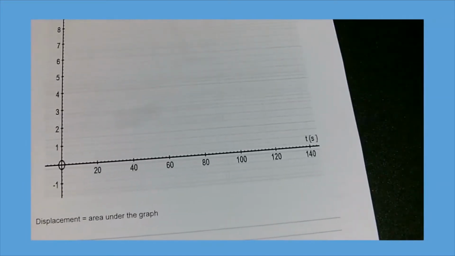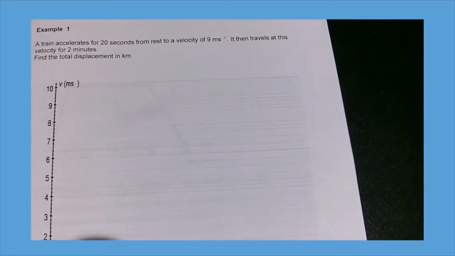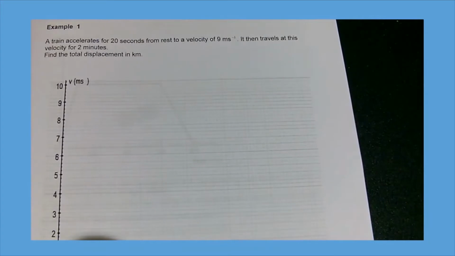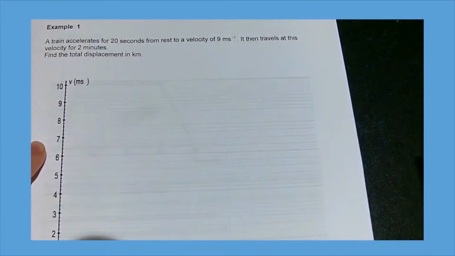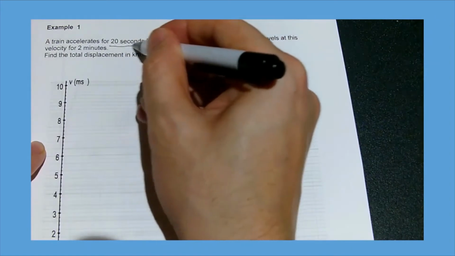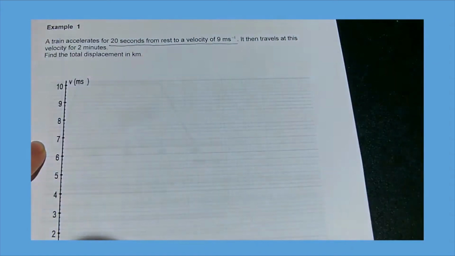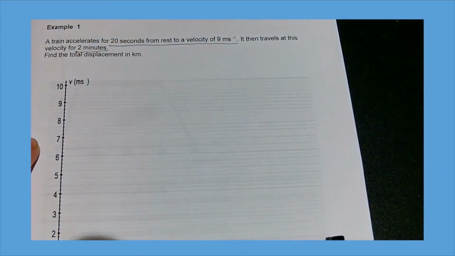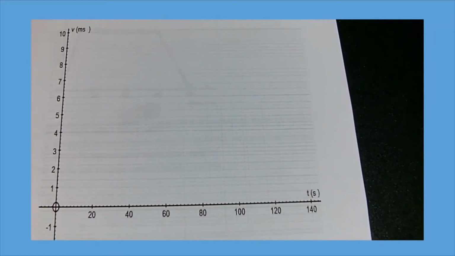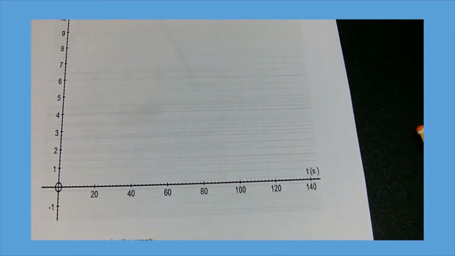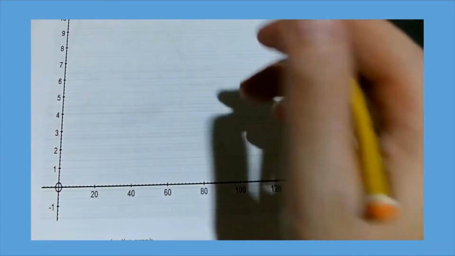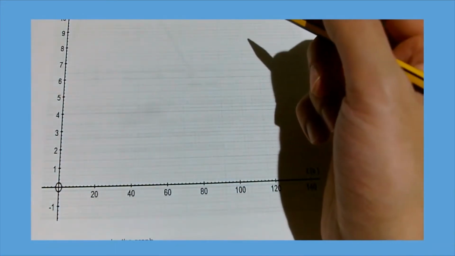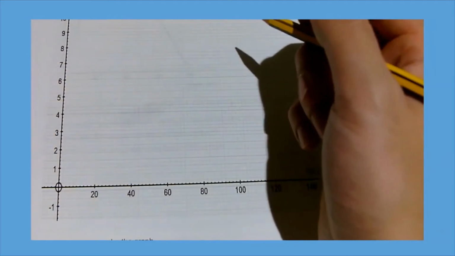Example 1. We have a train situation here. The train accelerates for 20 seconds from rest to a velocity of 9 meters per second. It then travels at this velocity for 2 minutes, and the question is: find the total displacement in kilometers. Let's plot a few things on the graph and complete the graph first before we find displacement.